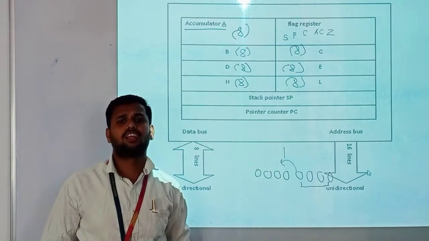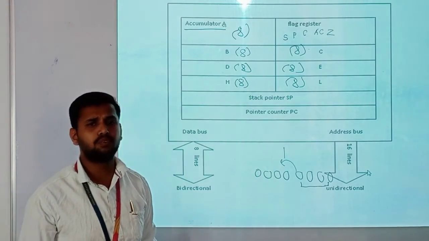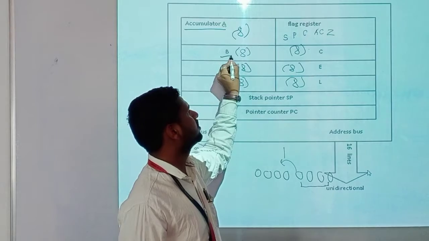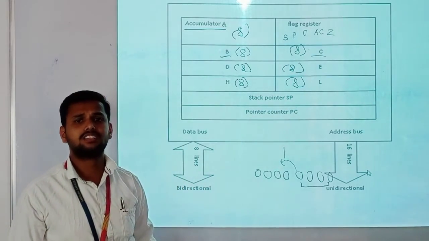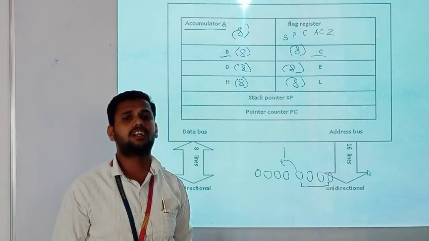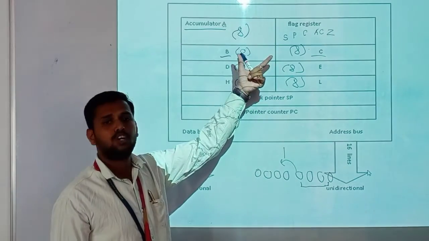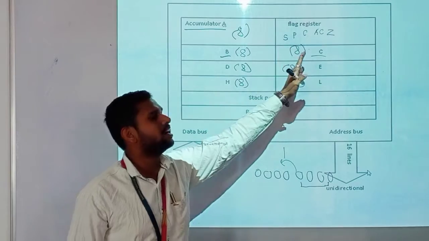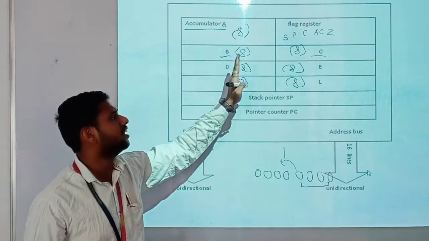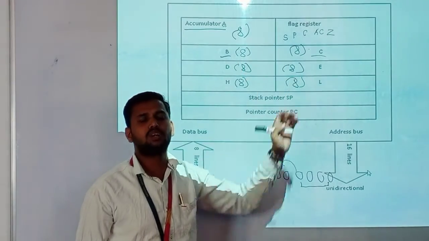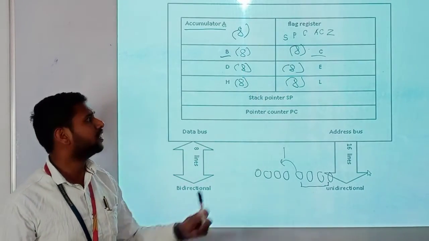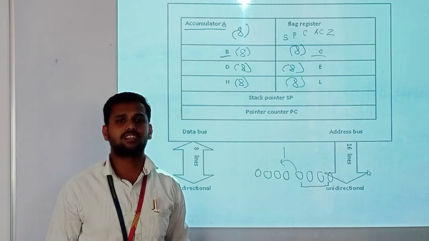If your requirement is 16-bit, we can use the B register and C register combined, and that makes a 16-bit address or 16-bit data that can be stored in this pair of registers, that is the B and C. Another pair is D and E. Another pair is H and L. That makes 8 plus 8 bit, which is a 16-bit register.